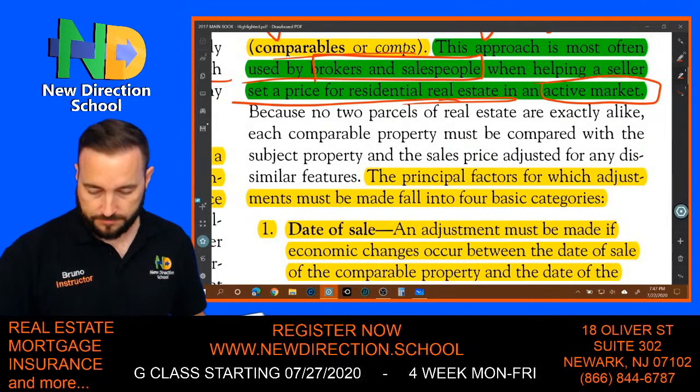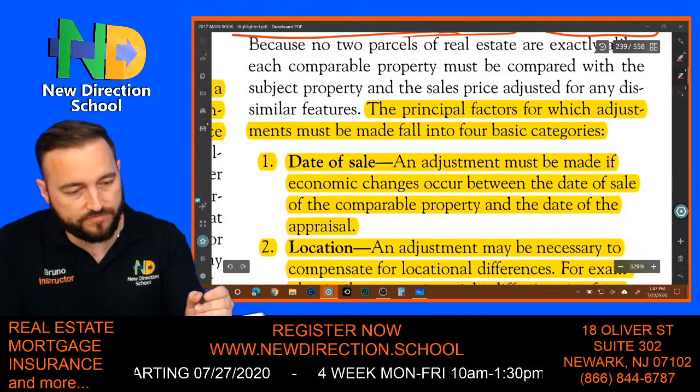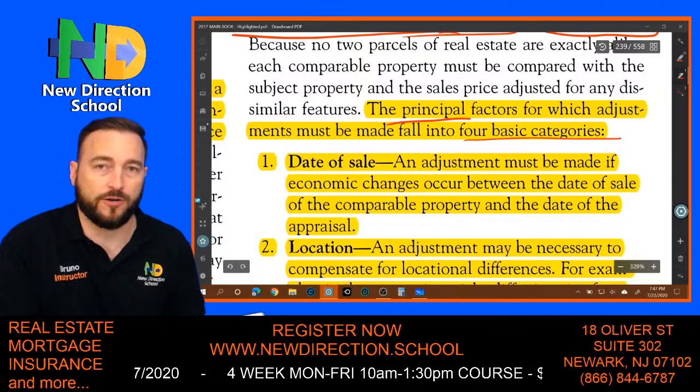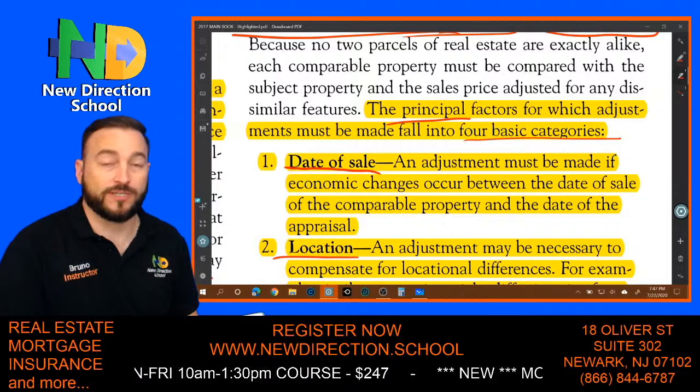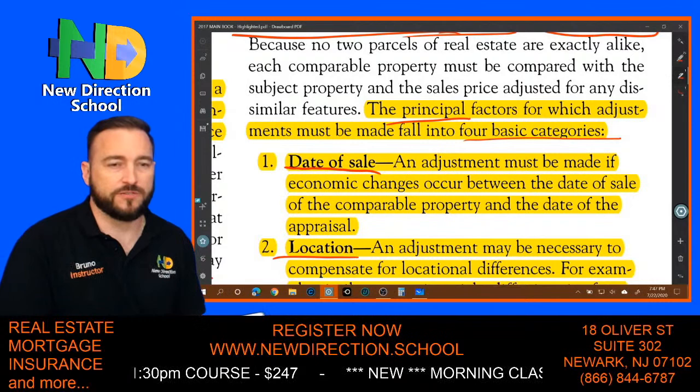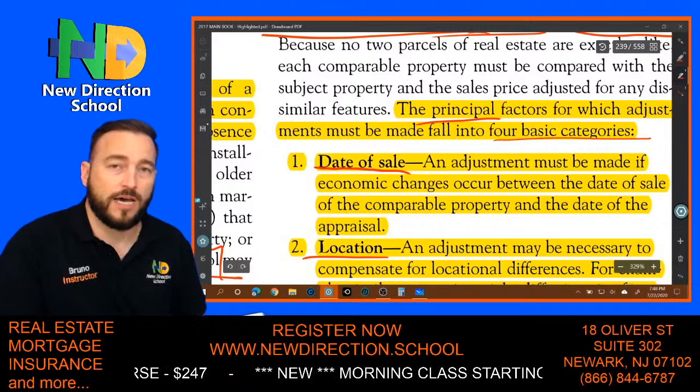Okay. Now, the principal factors for which adjustments must be made fall into four basic categories. What are these categories? The first one is date of sale, and the second one is location. To me, these are the most important to understand. Everything else is common sense. And I think these two are common sense as well, but I just want to give you a few pointers here. The date of sale is simple. I'm trying to compare a property for sale today. Should I compare with properties that sold 5 years ago?